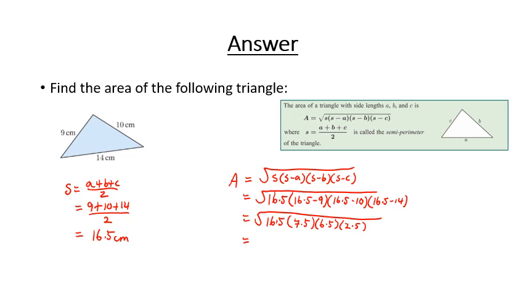So that equals approximately 2011. If we square root that, we get an answer of approximately 44.84 centimeters squared.